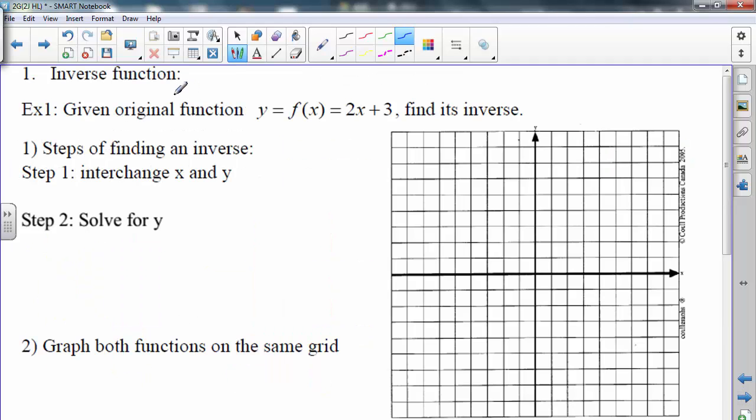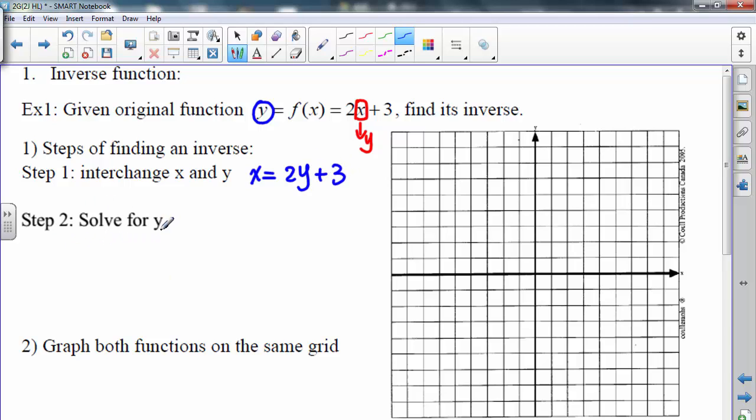Okay, let's look at the inverse function. We will look at the first example. Given the original function y equals f of x equals 2x plus 3, let's find its inverse. The steps of finding an inverse function are as follows. Step 1, we interchange x and y. That means I change this y to x and this x to y. So it will be x equals 2y plus 3.